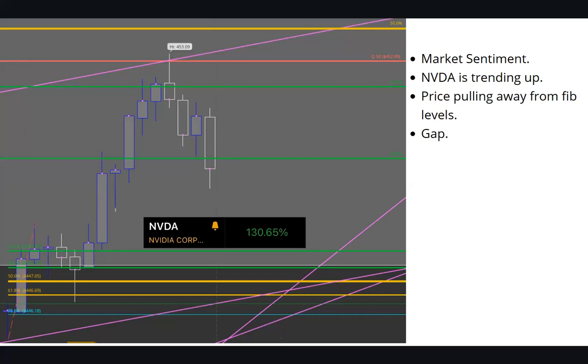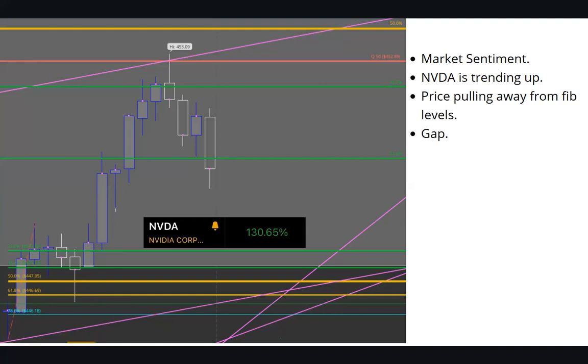Now this one, same play, just a different type of confluence. I don't have any broadening formations here. I don't have VWAPs, no support and resistance, no supply and demand. But what I did have at the time was market sentiment to the upside, meaning that your indices such as SPY and QQQ were all to the upside. All right, so that adds to confluence. The video was already in the uptrend.